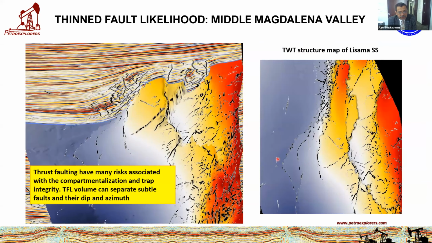Now, going back to the Middle Magdalena Valley, you have the same thing. You might not have a very good image, but the fault likelihood will bring up the actual faults versus all the low density noise around it. So you actually start seeing how the compartments could be between the production. This is from the Lesama sandstone, how it is compartmentalized.